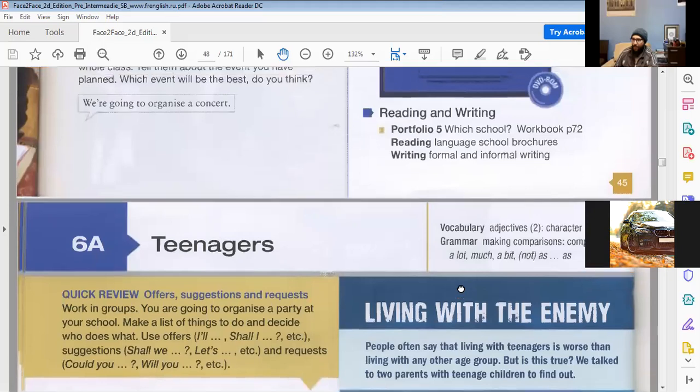Okay, can you see this? I want you to read only the title first. Let me put it in a box. So I want you to read the title and this paragraph, okay? And I want you to tell me, what do they mean when they say "living with the enemy"? What do they mean? First of all, take a minute, read this title and the paragraph, and then you can answer.